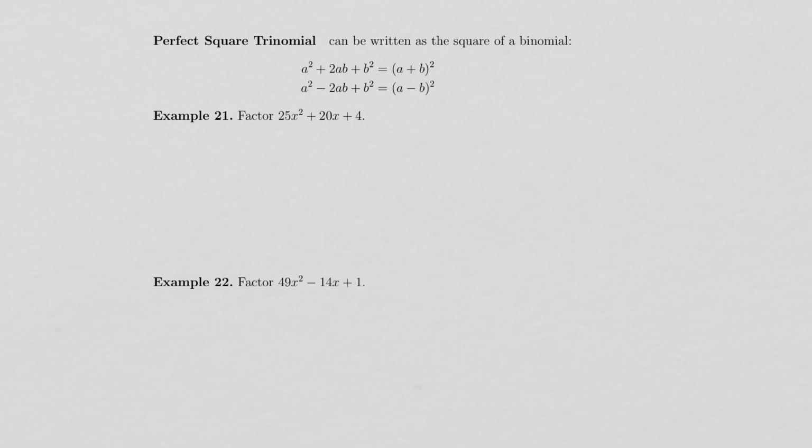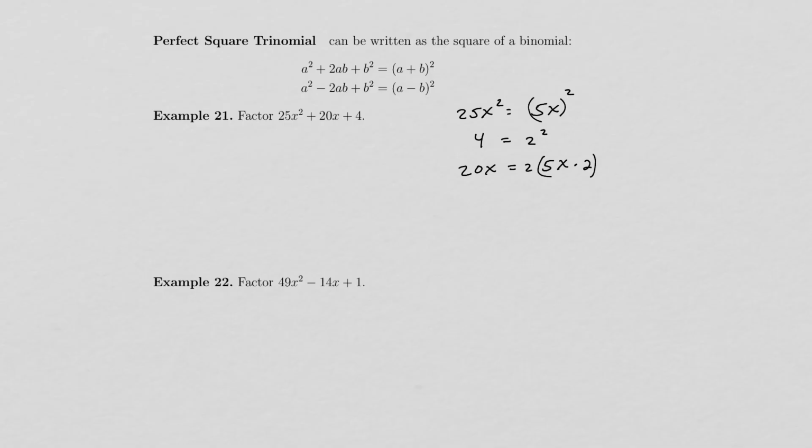If I can write 25x squared as 5x all squared. I can write 20, actually let me do the 4 first. I can write the 4 as 2 squared. And then I can write the 20x as 5x times 2 times 2.